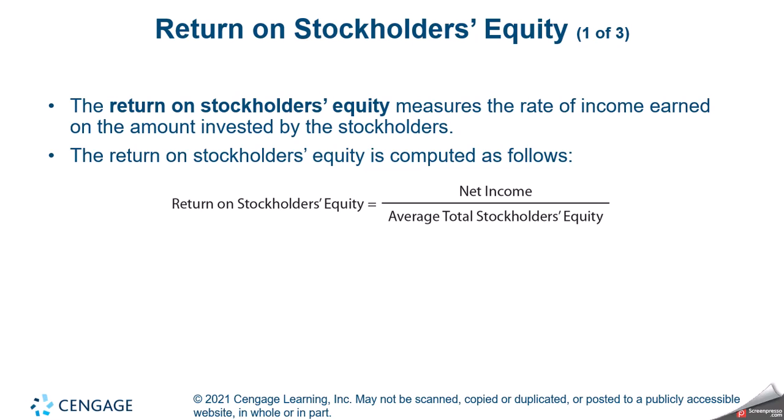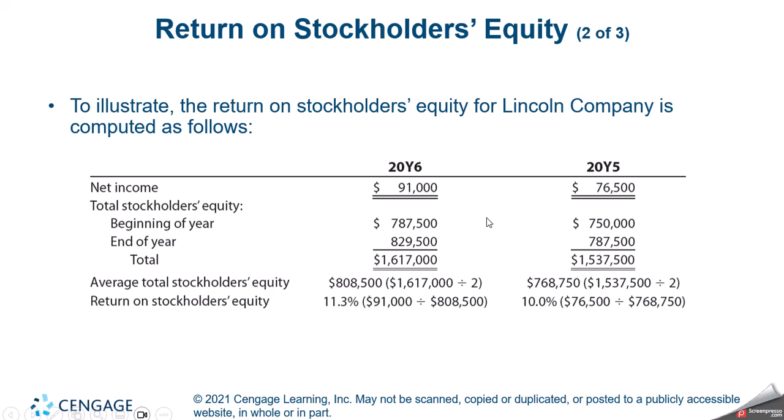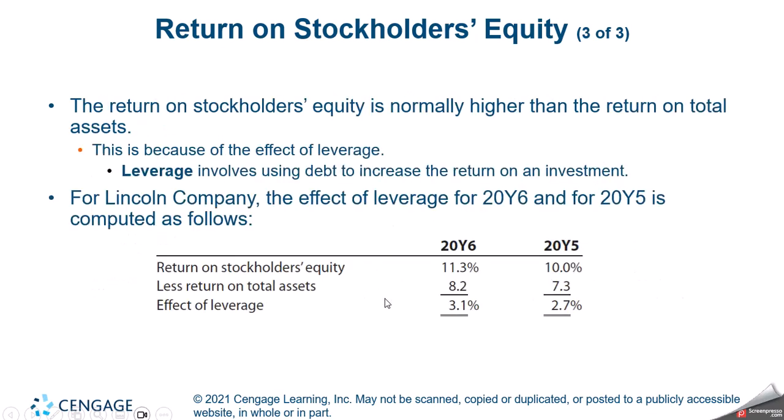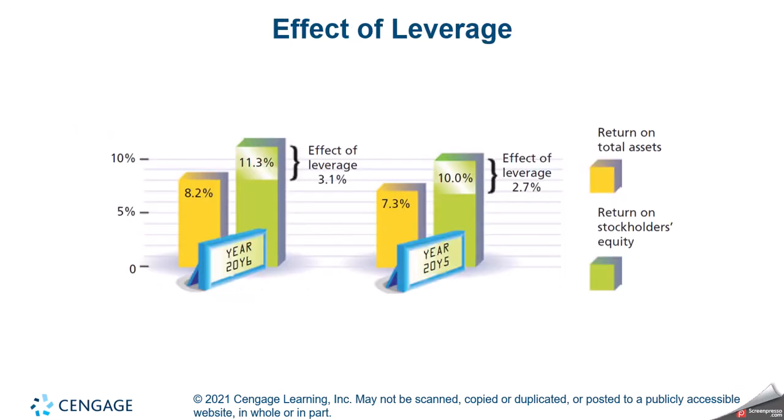Then we have return on stockholders' equity. So net income divided by our average stockholders' equity. And again, it's the average, so the beginning plus the ending divided by 2. Divide that into our net income, and that will give us a return. Now, again, all of these profitability ones, the higher the better.